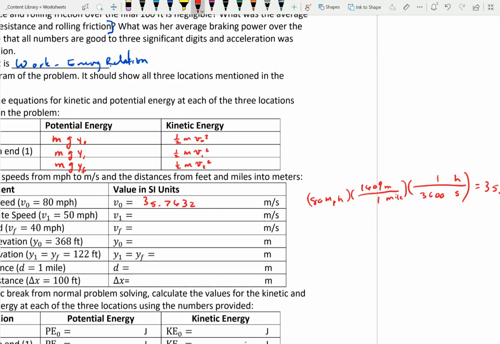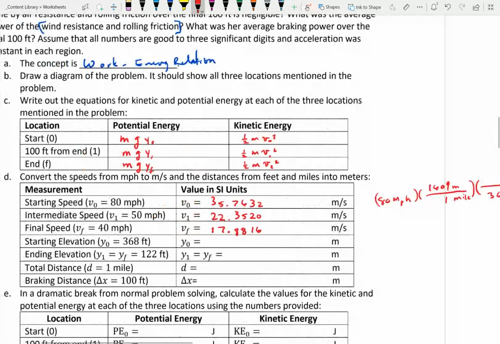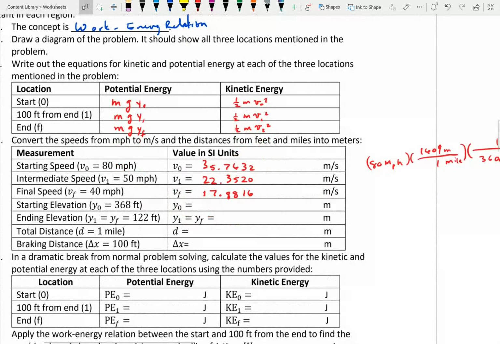Doing the same calculation with 50 miles per hour gives us 22.352 meters per second. And 40 miles per hour gives us, of course, half of what we had for 80, 17.8816 meters per second.